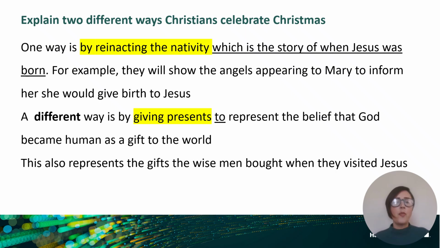Then we need another way, so a different way. A different way is by giving presents to represent the belief that God became human as a gift to the world. That's our simple explanation. We've developed that by saying that gifts also represent the gifts the wise men brought when they visited Jesus. So the simple explanation, then the development. You don't need to answer in full sentences. That would give you 4 out of 4.